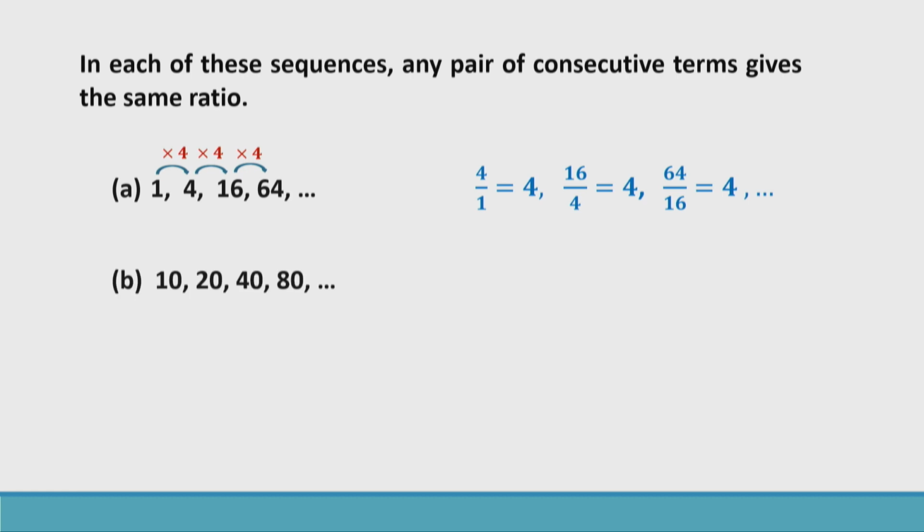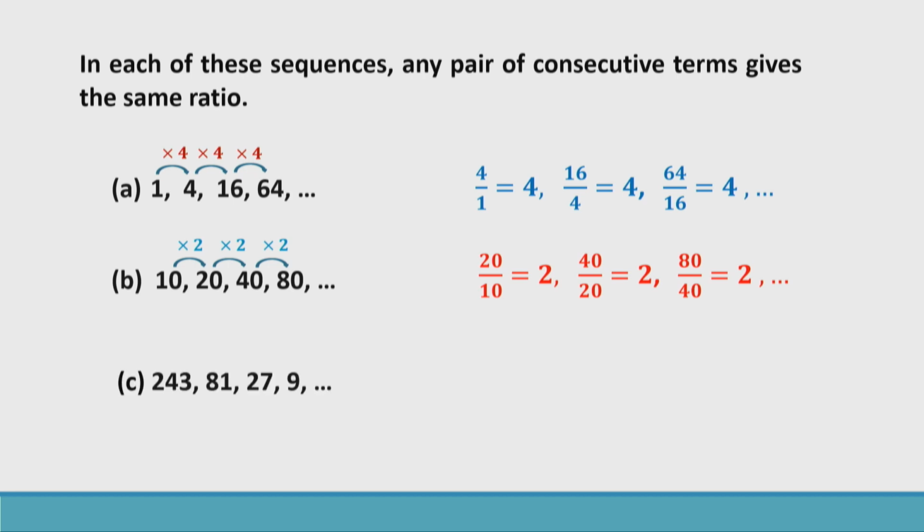Part B, 10, 20, 40, 80. So what should I do to get the next term? I have to multiply by 2. I can also say 20 divided by 10 is 2, 40 divided by 20 is 2, and 80 divided by 40 is 2.